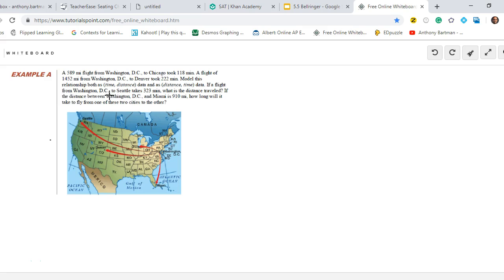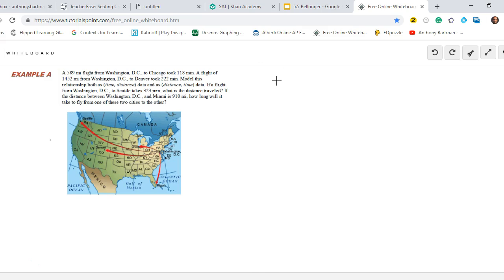A flight from Washington, D.C. to Seattle takes 323 minutes. What is the distance traveled? If the distance between Washington, D.C. and Miami is 910 miles, how long will it take to fly from one of these two cities to the other? Okay, so there's two things we really need to know here.